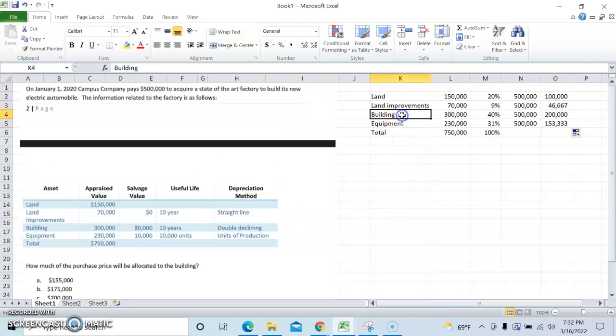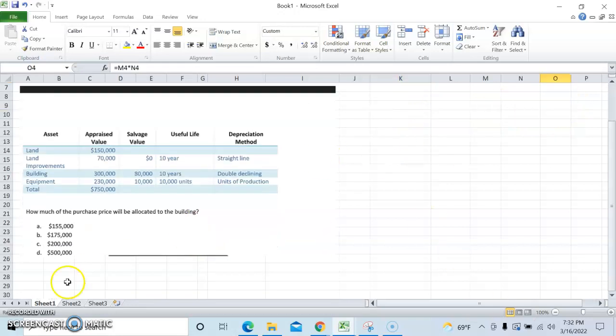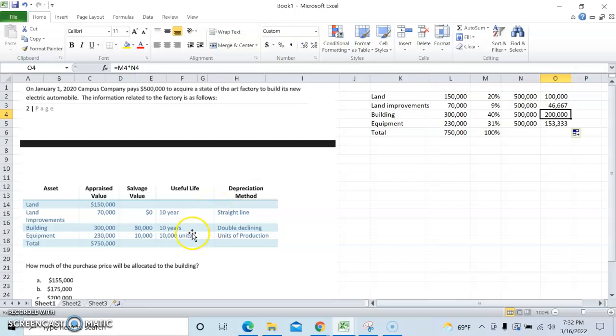So now, how much of the purchase price will be allocated to the building? We just go up here. Building is going to be allocated $200,000. So it's going to be C.